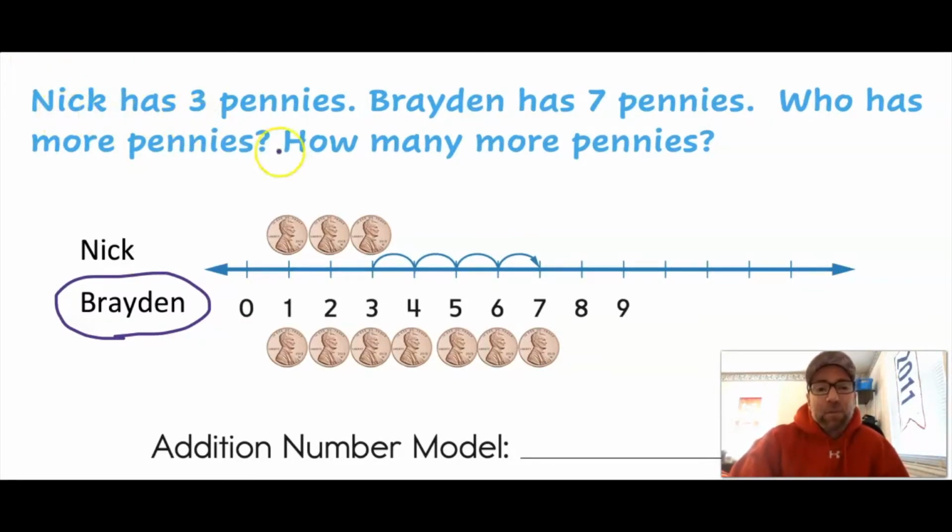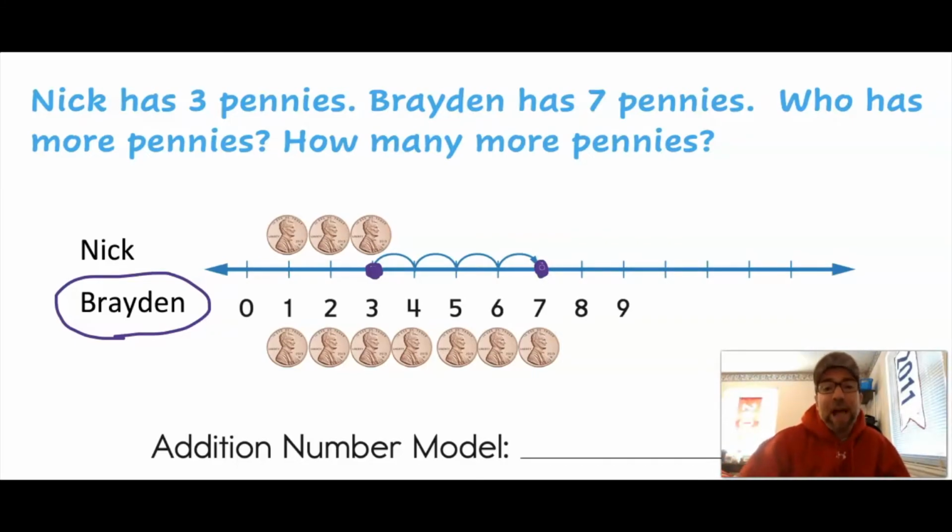Since Nick has 3 pennies, I can put a dot at the number 3. You can do that also on your number line. Put a dot at the number 3, because that's how many pennies Nick has. Now, Braden has 7 pennies, so I'm going to put a dot at 7 on the same number line. So I have a dot at the 3 tick mark, and I have a dot at the 7 tick mark.